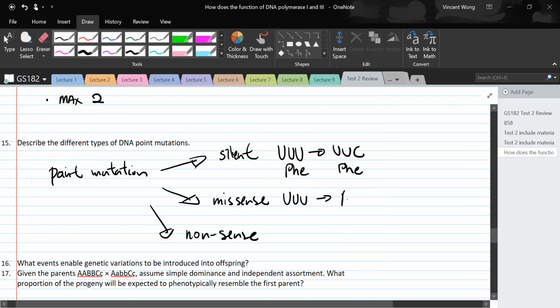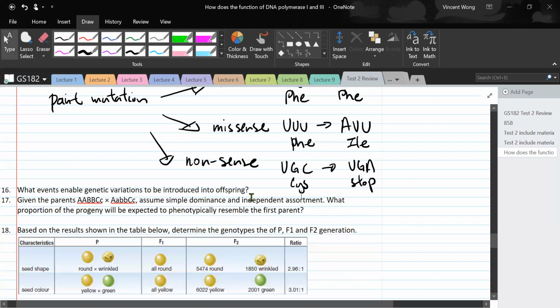Missense would be like UUU changing to AUU. UUU is PHE, and AUU is going to be ILE. So that's missense because it's different. Nonsense would be like UGC becoming UGA. It becomes a stop codon. UGC is CYS, and it becomes a stop codon. So your protein is going to be shorter than it otherwise would have been.